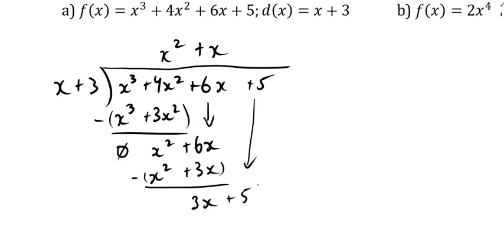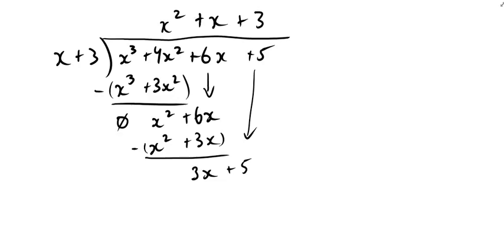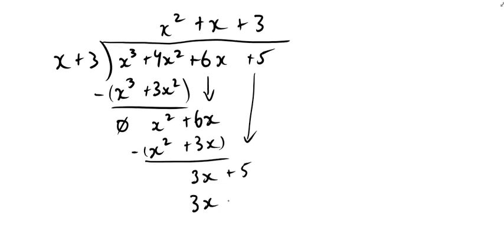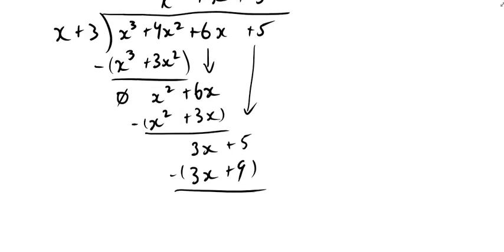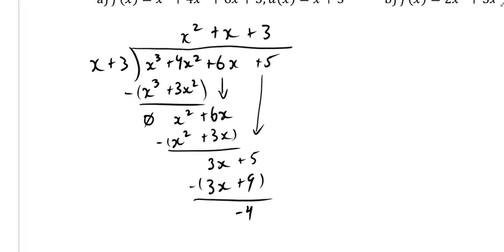Repeat. X goes into 3x how many times? 3. So that 3 times x gives me 3x. 3 times 3 gives me 9. Subtract. 3x minus 3x is 0. 5 minus 9 is negative 4. Careful of those negatives. And we're done, because I can't divide x into negative 4. Can't divide any further. We're done.